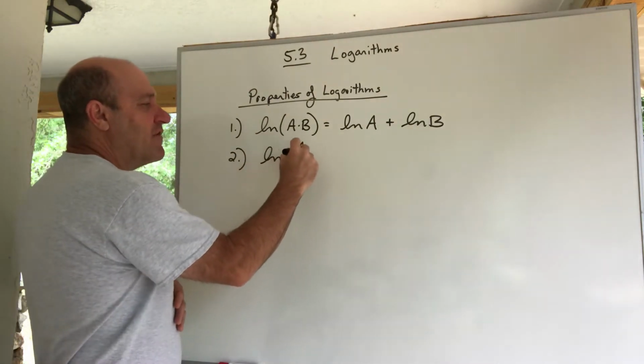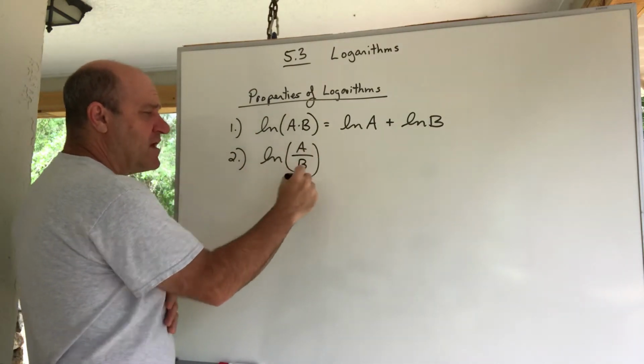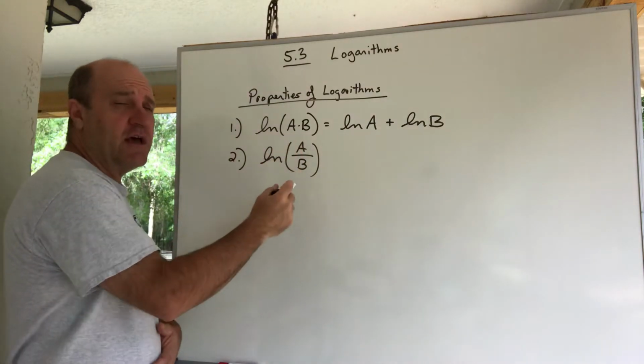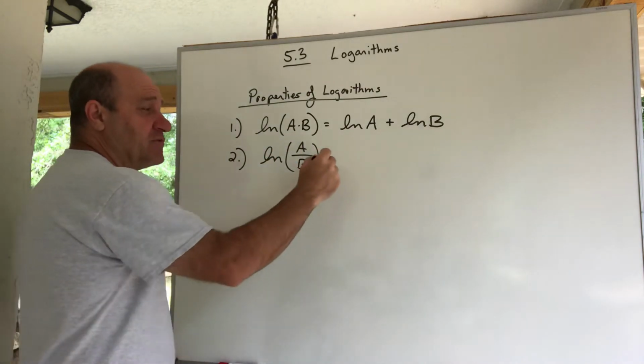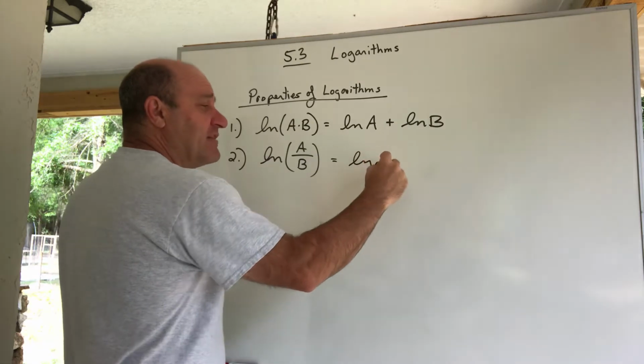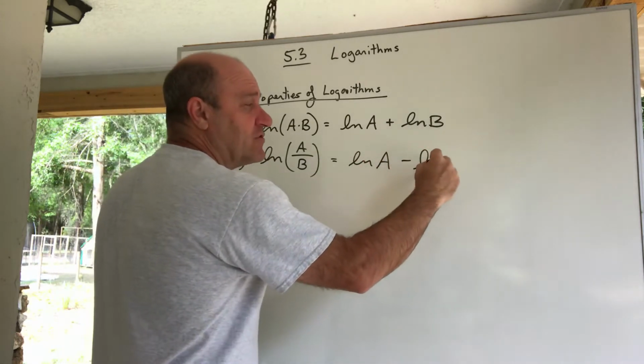The natural log of a divided by b. So it's the natural log of a quotient, a divided by b. And guess what you can do? I bet you can guess. You take the natural log of a and you subtract the natural log of b.